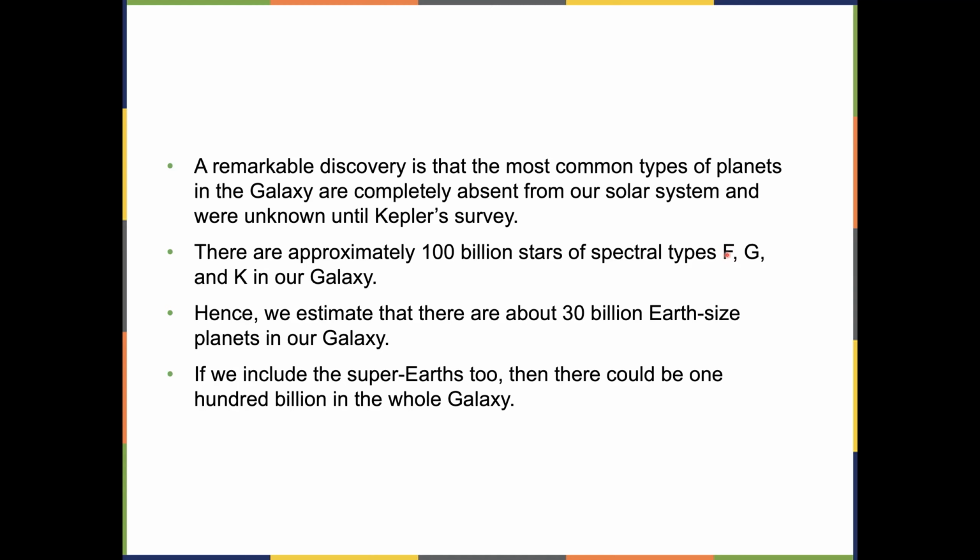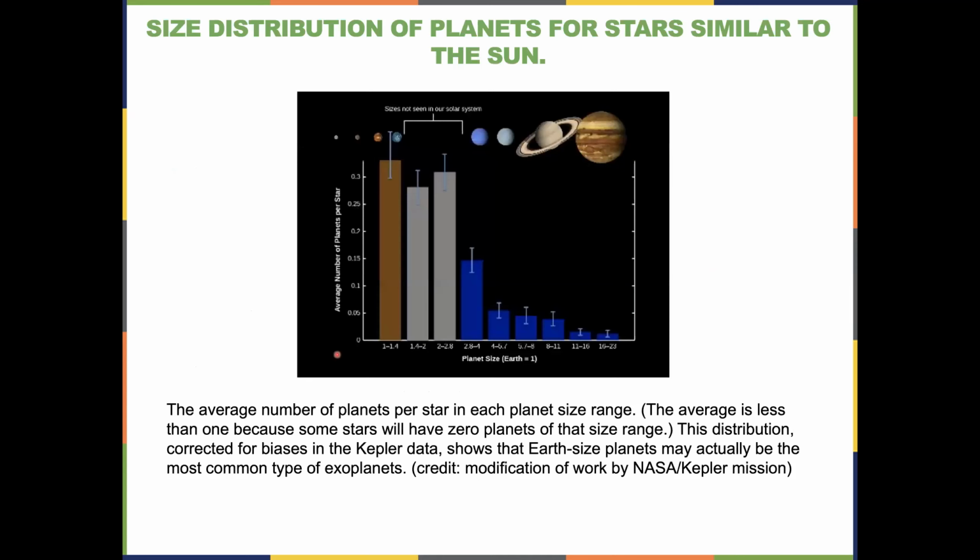So around that you get these middle spectral types F, G, and K. There are around 100 billion stars that belong to these three spectral types, right? So our estimate is that there are about 30 billion Earth-sized planets in our galaxy, right? This comes from this particular diagram right here.